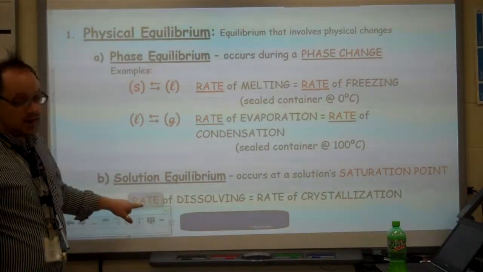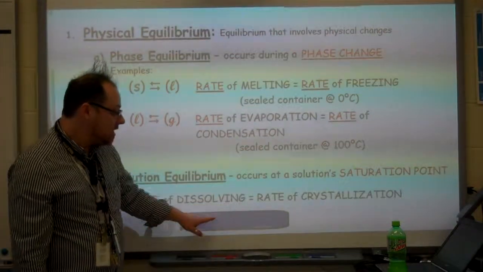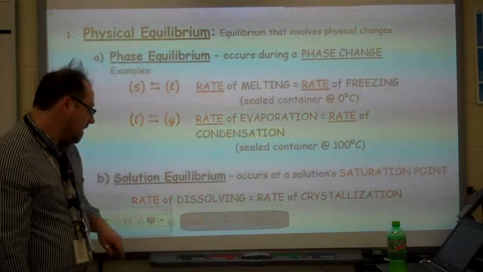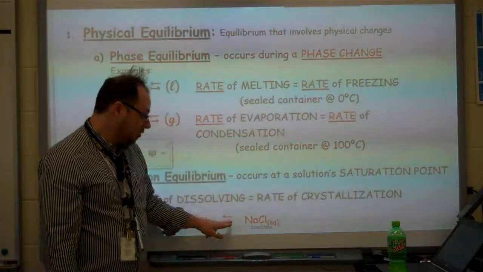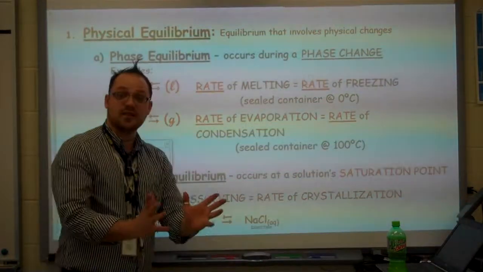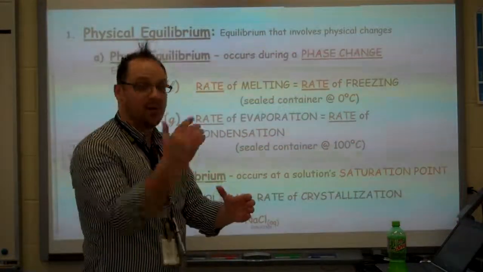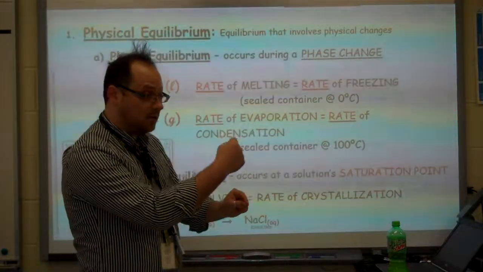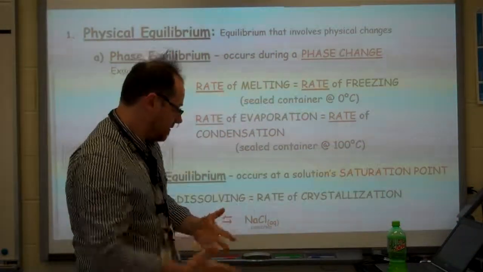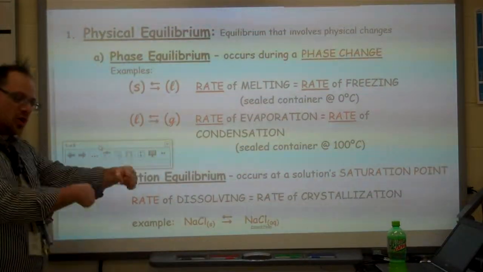The rate of dissolving equals the rate of crystallization. Again, equilibrium is about rate. In this example, we have sodium chloride salt in equilibrium with sodium chloride aqueous. So I had a beaker of water, added a bunch of salt to it, and some sits on the bottom. For every molecule that dissolves, a molecule crystallizes. Back and forth in a circular manner.